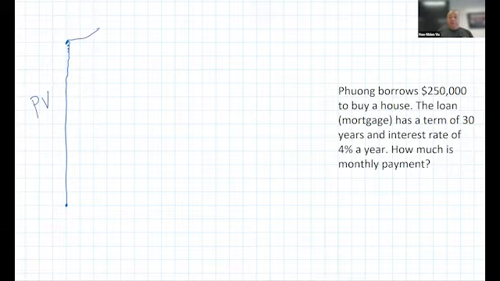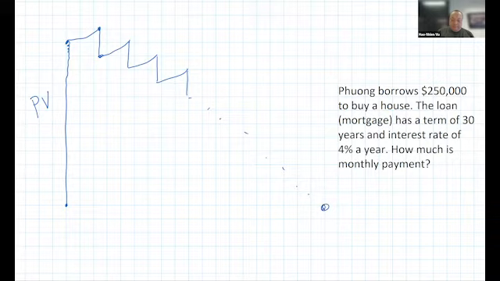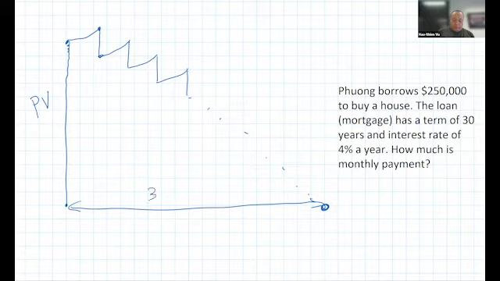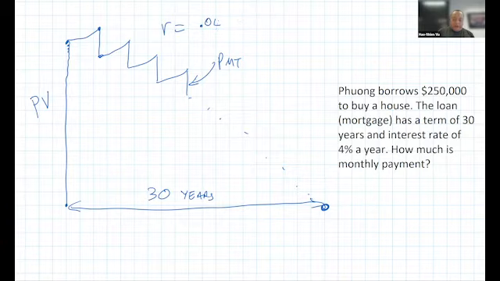It grows with interest, but after the first month, Phương makes the first payment and it drops the loan value down by a little bit, and then interest grows again and she makes another payment, and so on, and eventually she pays it off. She paid it off in 30 years. So the term is 30 years. Don't forget, it's about years, but the payment is monthly, and the interest rate is 0.04 a year. Future value is 0.